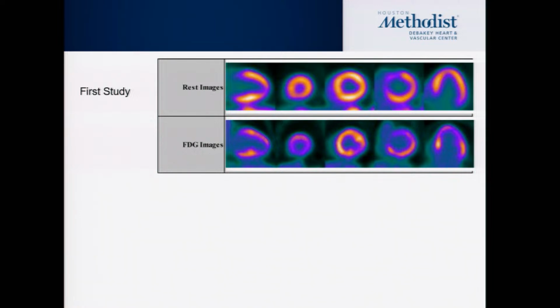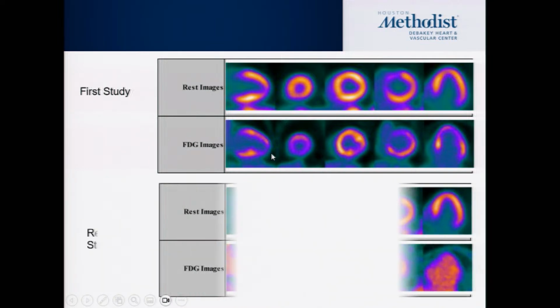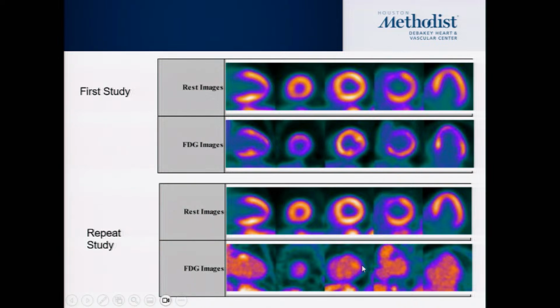Now, it's very important to assess how accurate is the preparation. And this is one study where we can see that there is no perfusion defect, but when we did the FDG, there was significant FDG uptake. So we asked the patient to go back and be prepared better, and now you can see this patient has no FDG uptake and so on in the blood pool.